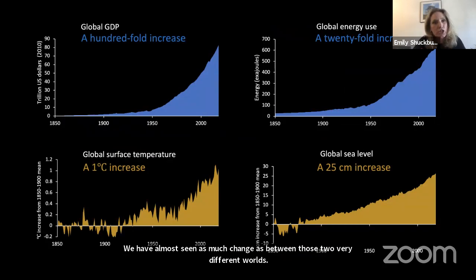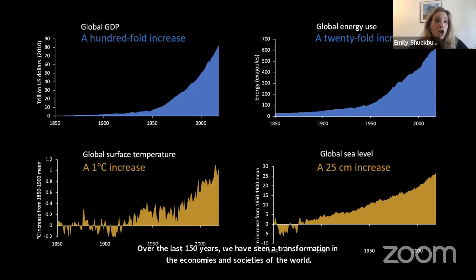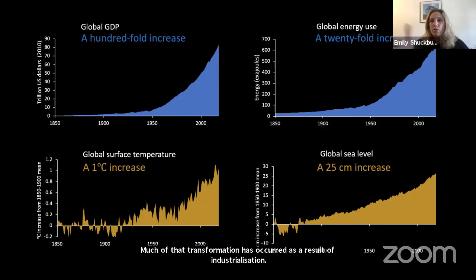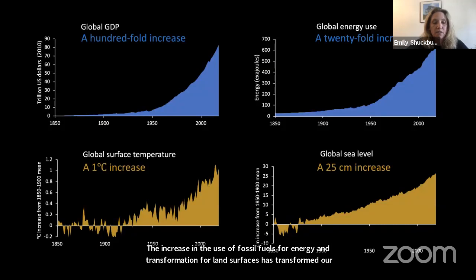What I'm showing you here is now just looking at the last 150 years, and not just looking at how the climate has changed over the last 150 years, but also how our society has changed. And this, of course, is intimately related. So over the last 150 years, we've seen a transformation in the economies and societies of the world. This is indicated in the top graph here, which shows a 100-fold increase in global GDP. And of course, much of that transformation has occurred as a result of industrialization, primarily using fossil fuels for our energy use, but also transforming our land surface. You can see here a 20-fold increase in global energy use. And both that increase in the use of fossil fuels for energy and transformation of our land surfaces has transformed our atmosphere. And we've seen that in terms of the increase in carbon dioxide levels that I've shown you.